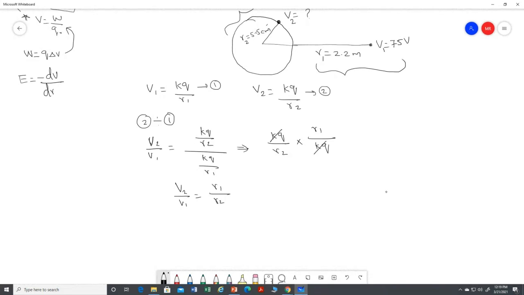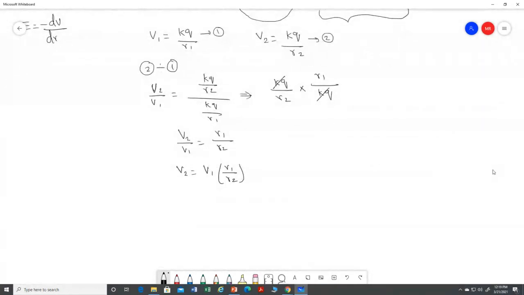Okay, so we are going to find the value of V2. Therefore, my V2 is equal to V1 multiplied by R1 over R2. Am I right? Yes.